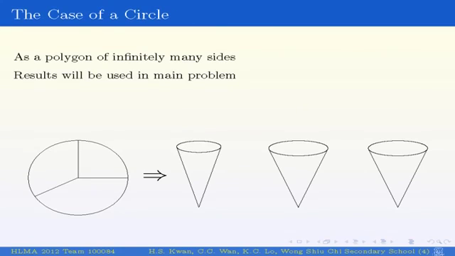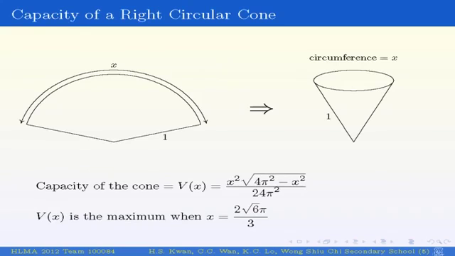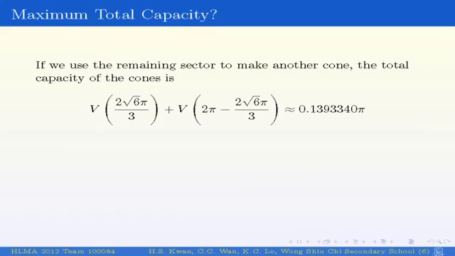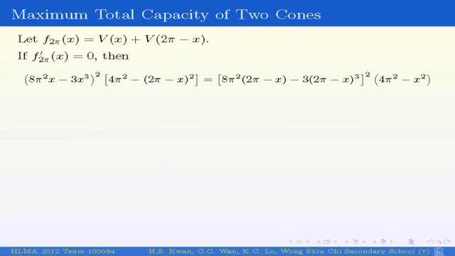We will first investigate the case of a circle because it is a limiting case with infinitely many sides. Its result is also useful in the main problem. Suppose we now have a sector with an arc length x and radius 1. Its capacity can be expressed as Vx, and it will attain its maximum when x is 2√6π/3 by differentiation. But if we use the remaining sector to make another cone, the total capacity is still not the largest. So we will set a function f2π in order to find this greatest total capacity.